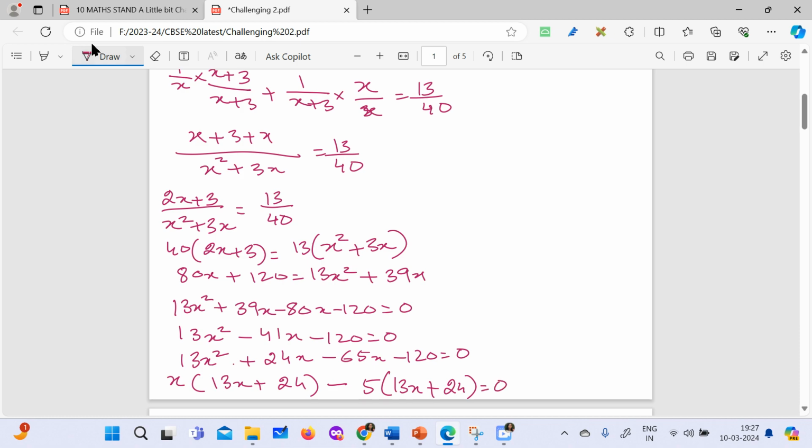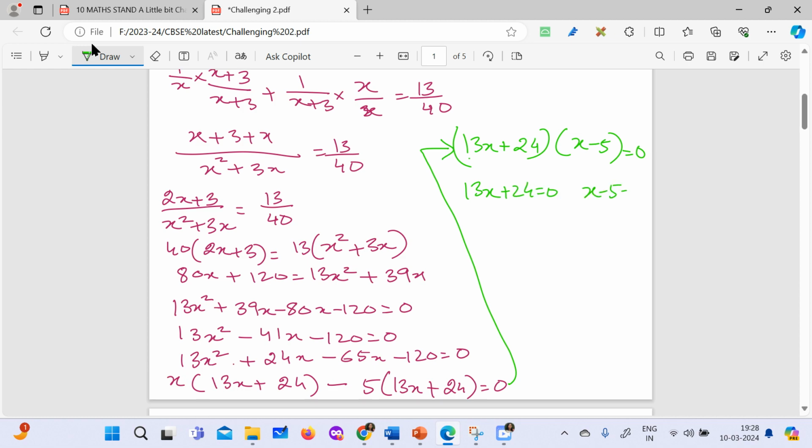So now we have it like this: 13x plus 24, and another one will be x minus 5 equals 0. So 13x plus 24 equals 0, and you have another one, x minus 5 equal to 0. So here x equals minus 24 over 13, and here we get x equals 5.